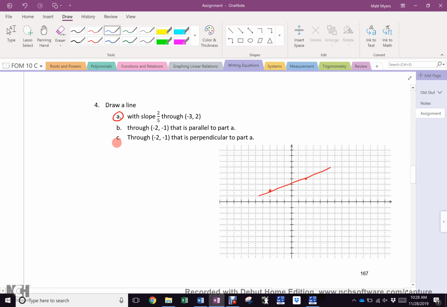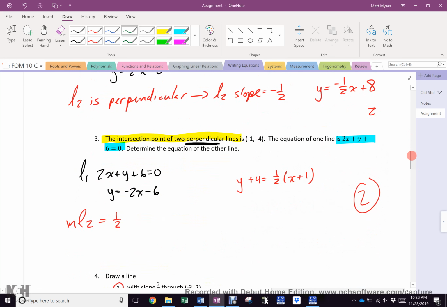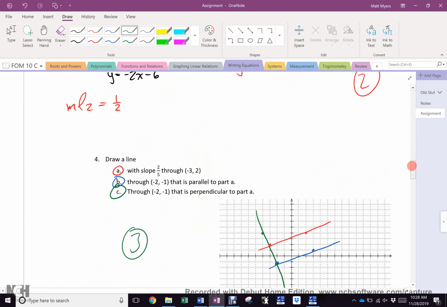Your second line, B, which will be blue, goes through -2, -1, and has a parallel slope. So up 2, 1, 2, 3, 4, 5, goes over there, and they are parallel. Third one goes through -2, -1, and is perpendicular. So it must be up 1, 2, 3, 4, 5, and right 1, 2, and must look like that for 3 marks. Making that first page out of 8 and that second page out of 2, 4, 7.